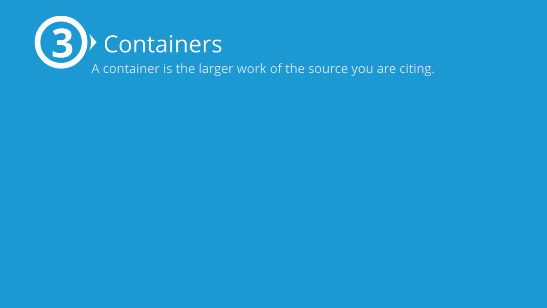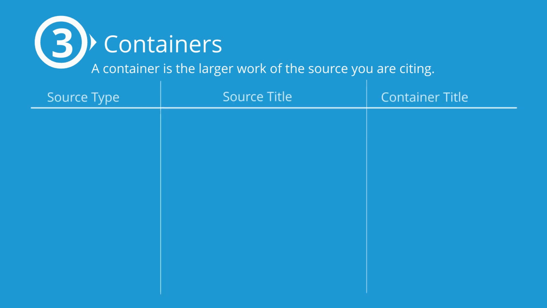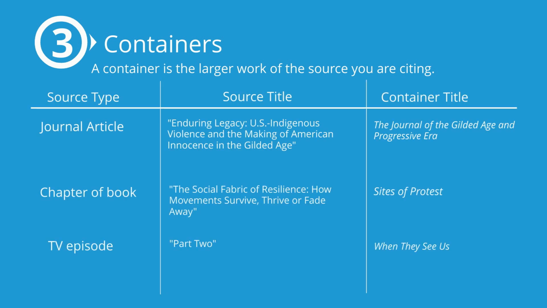A container is a larger work that the source you're citing appears in. This is most commonly seen when citing an academic article that is published in a journal. When you're citing a source that is self-contained, such as a book, you leave this element out. When styled, containers always appear in italics.